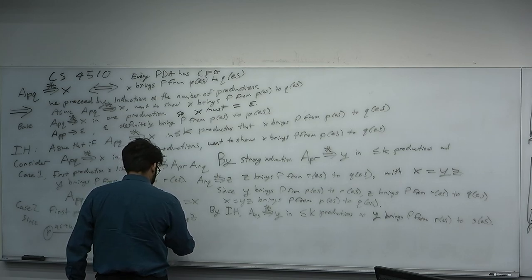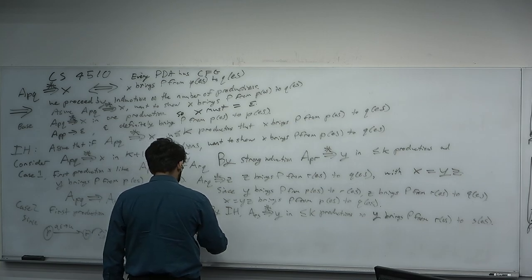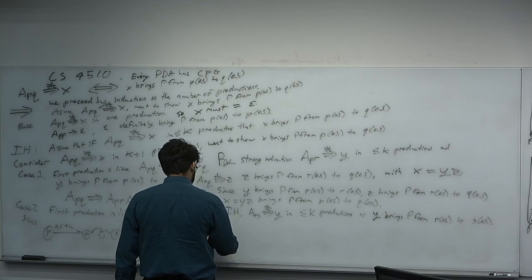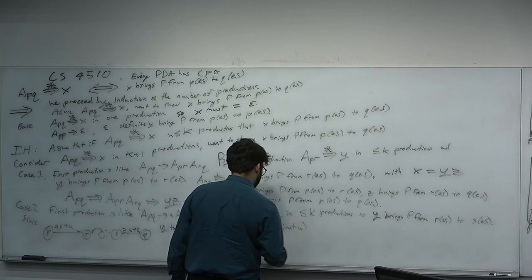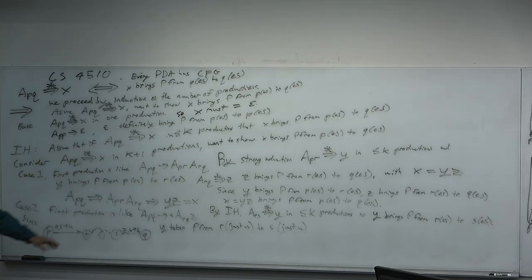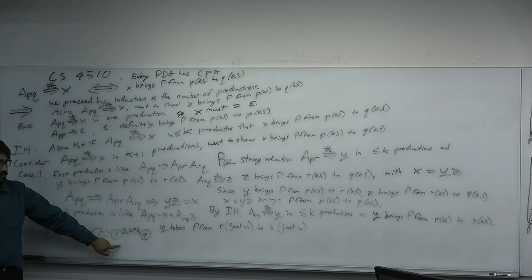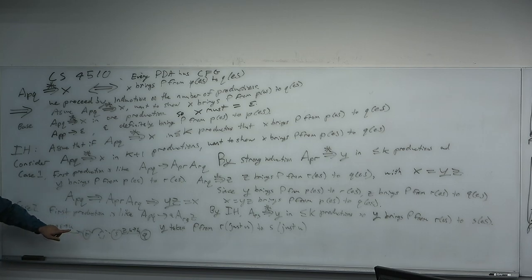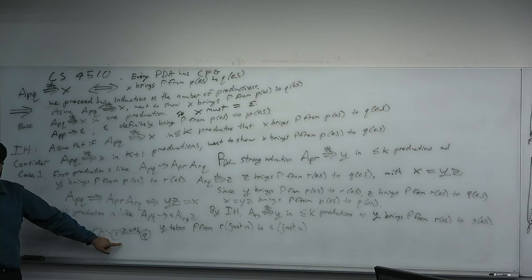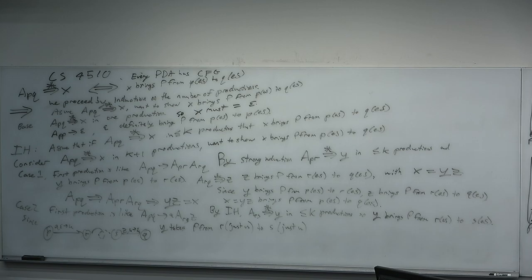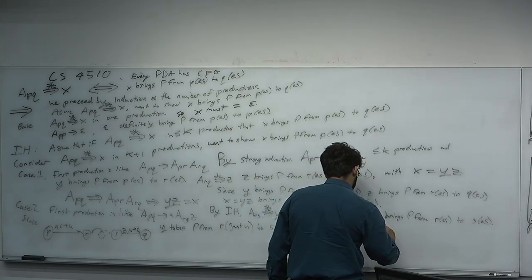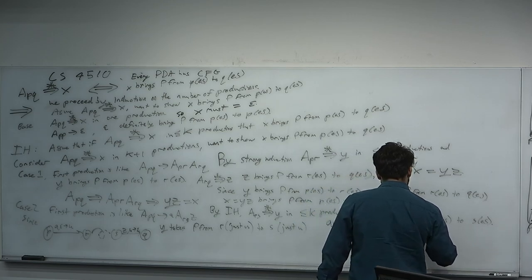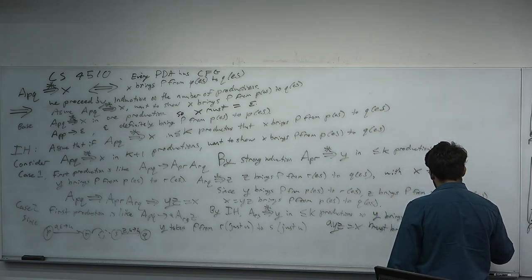Y takes the PDA from R to S, not from empty stack to empty stack, but from R with just a U in the stack to S with just a U in the stack. If Y is such a string, and we know we can enter R by pushing a U and we can leave by popping a U, then A Y Z, which is equal to X, must bring the PDA from P empty stack to Q empty stack.